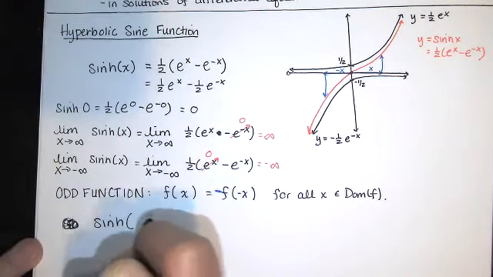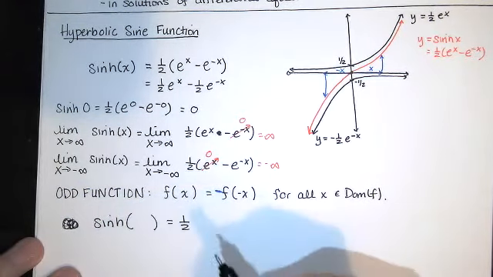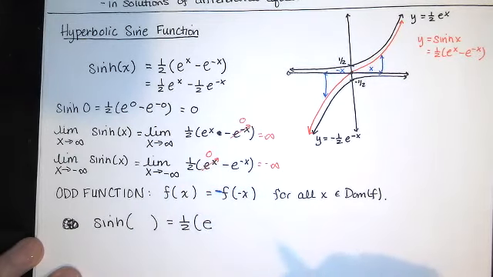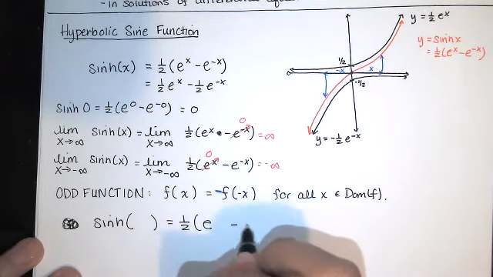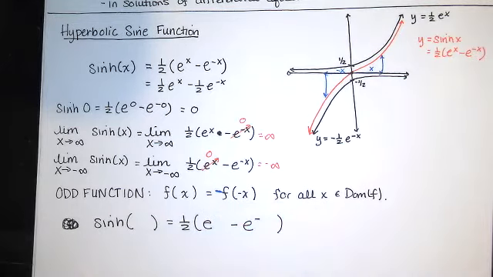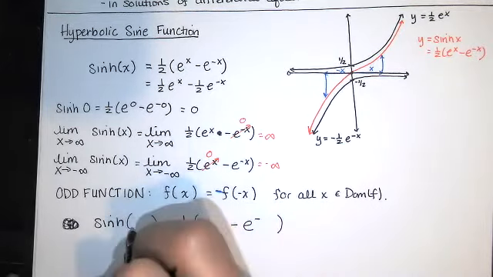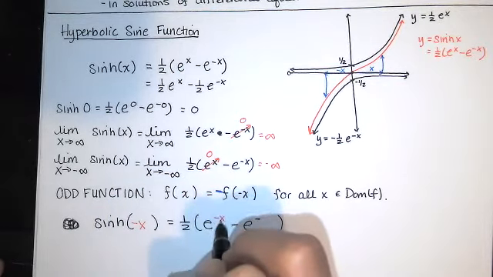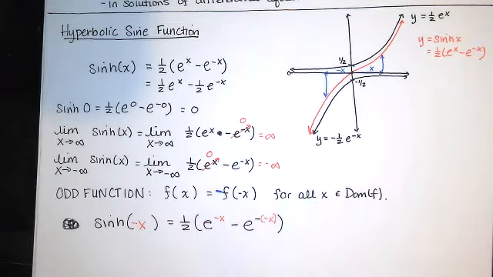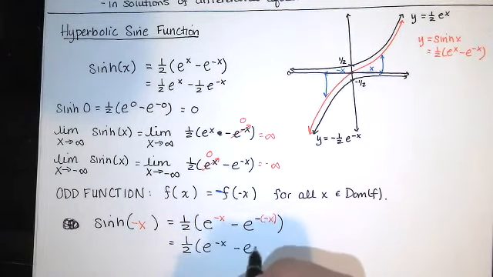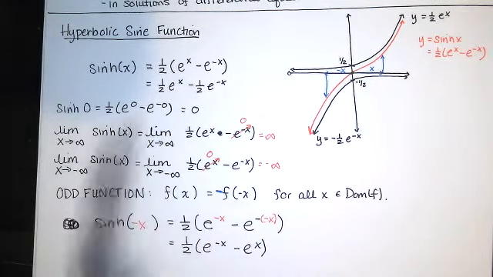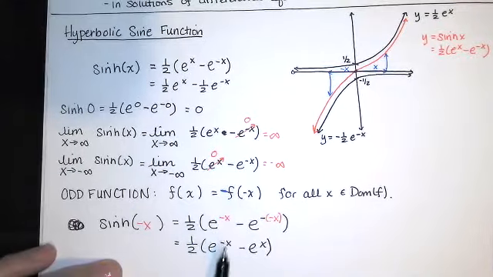Hyperbolic sine of x is 1/2 of e to the x minus e to the negative x. But we're going to replace x with negative x. So we substitute a negative x there and substitute a negative x there. And a negative times a negative is a positive. Isn't that exactly the same as that, but in the opposite order? Instead of a minus b, I've got b minus a.